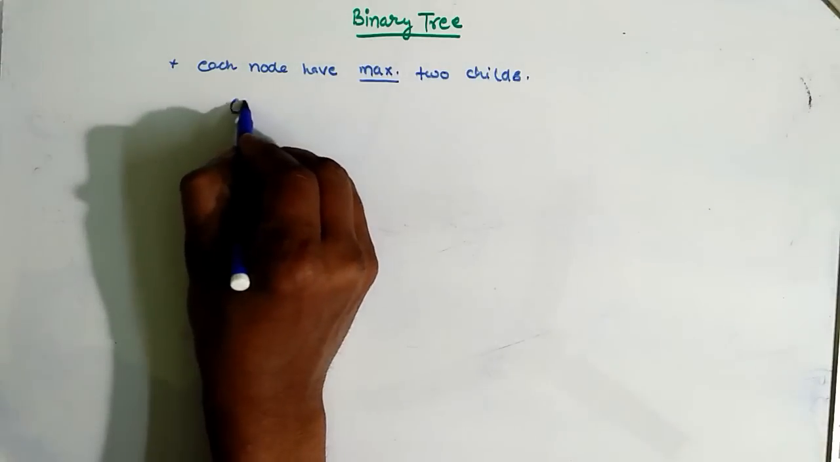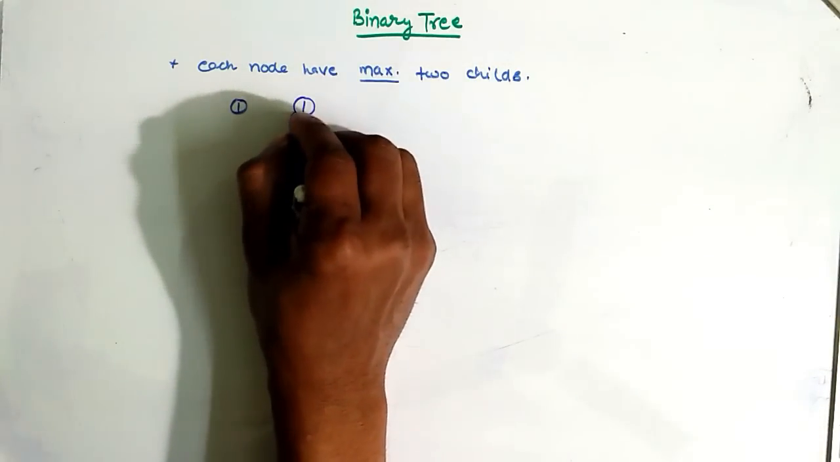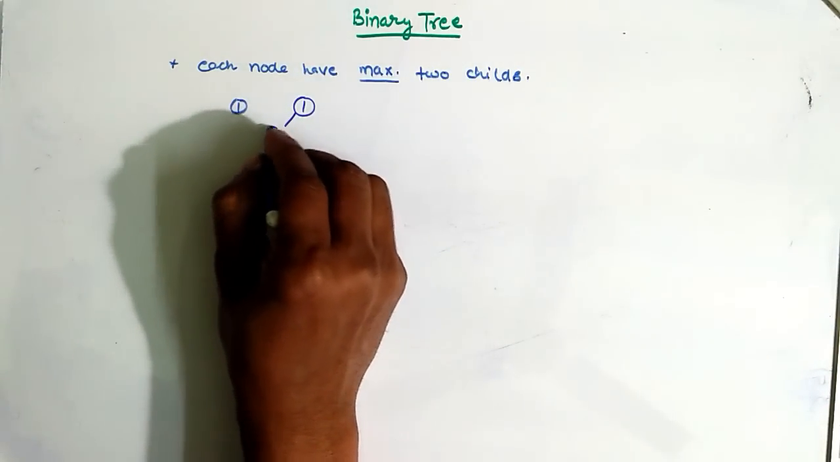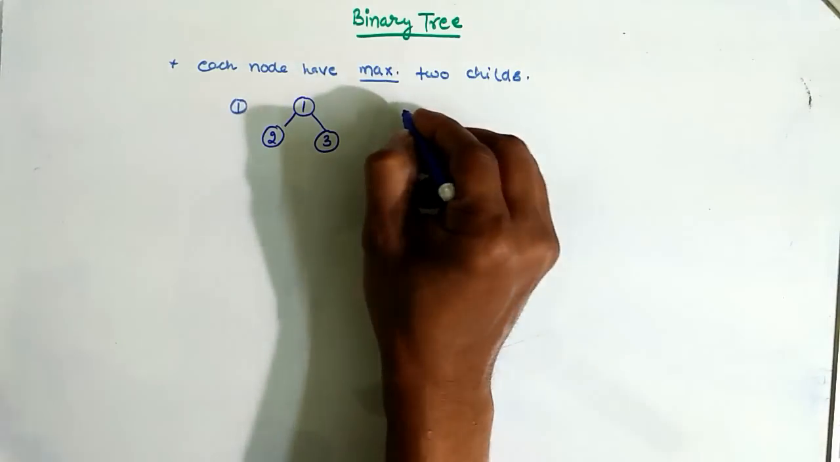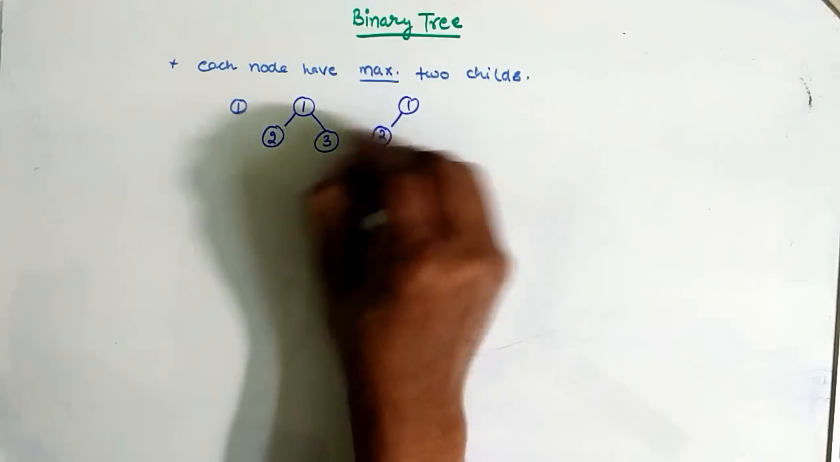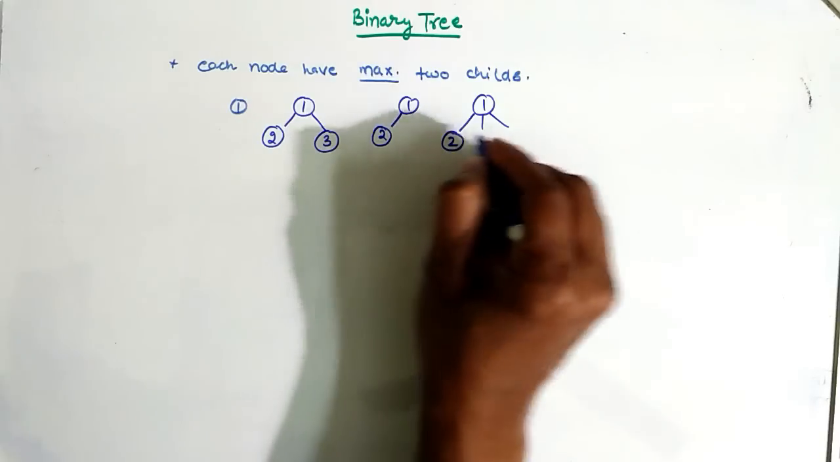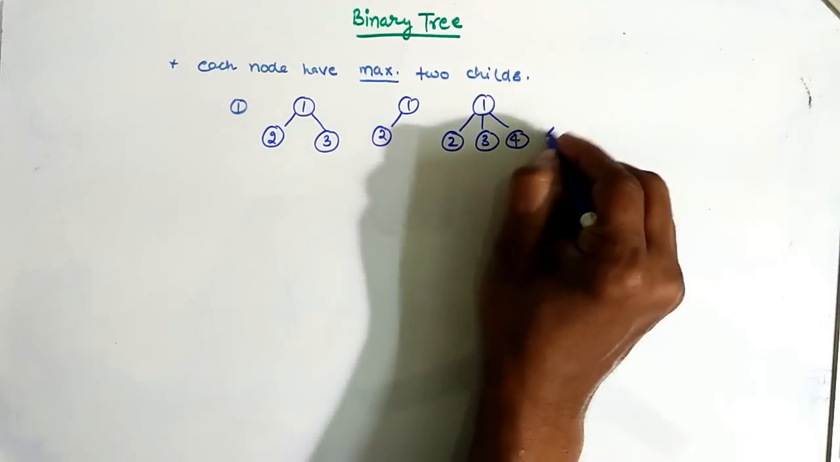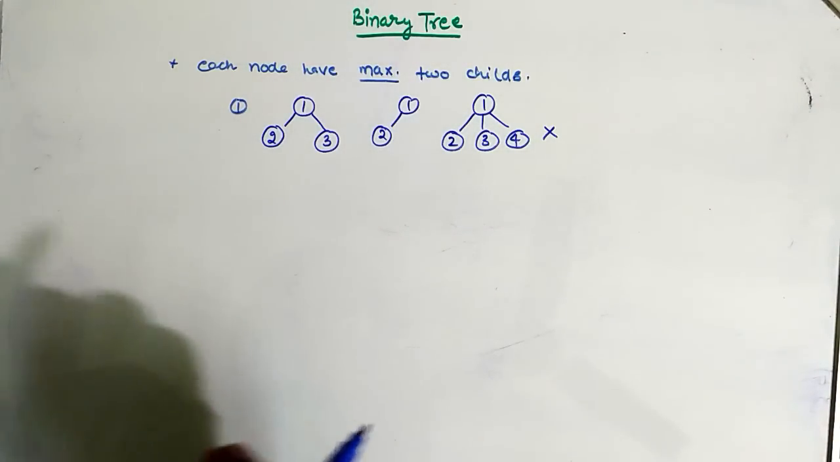So this is a binary tree, a node with no childs, and this is also a binary tree in which this node 1 have 2 childs. This is also a binary tree, and a node with the 3 childs cannot be a binary tree. Okay, so the main property is every node have maximum 2 childs.